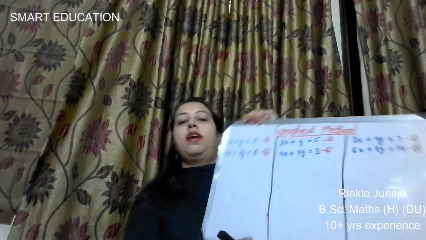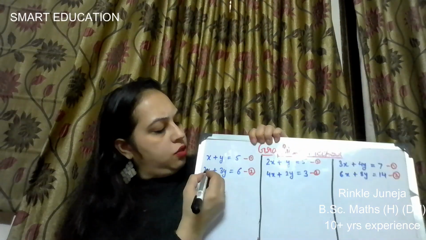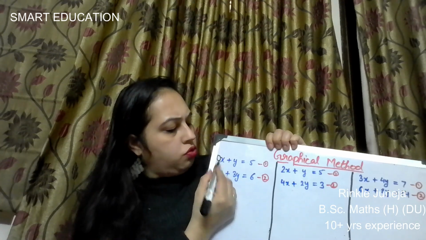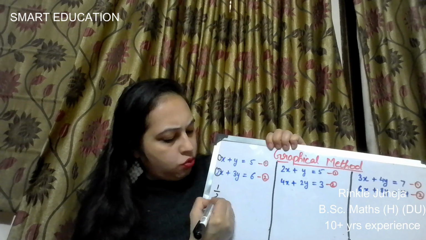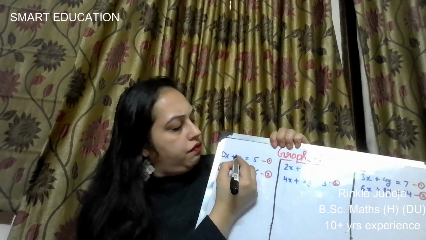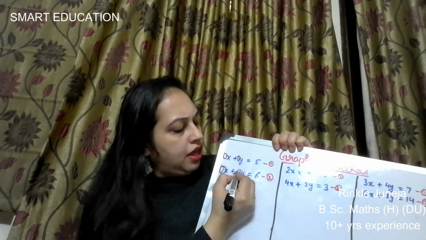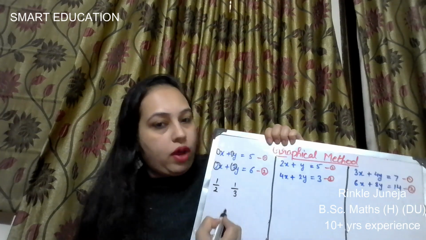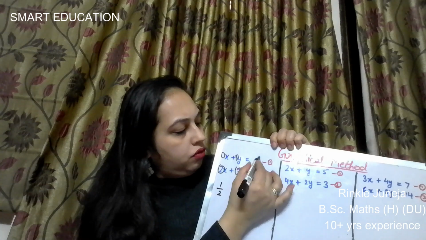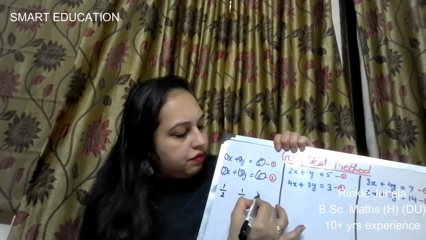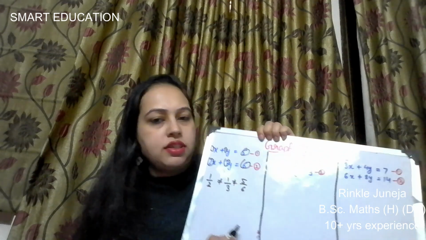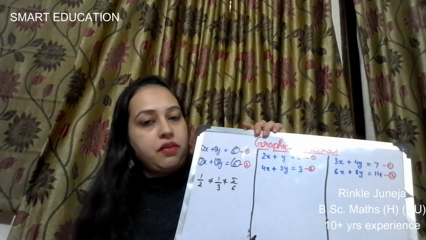Now let's see an interesting thing. Look at the examples again. In the first one, the coefficient of x is 1 and here the coefficient is 2. If we find the ratio, we get the ratio as 1/2. Now the coefficient of y is 1 and the coefficient of y over here is 3. So the ratio will be 1/3, and the ratio of the constant terms is 5/6. Did you see all these ratios? These are not equal. All of them are different.